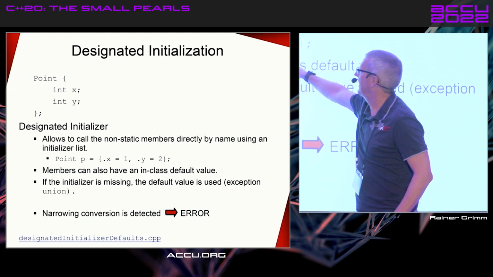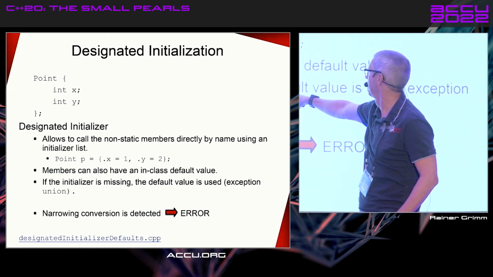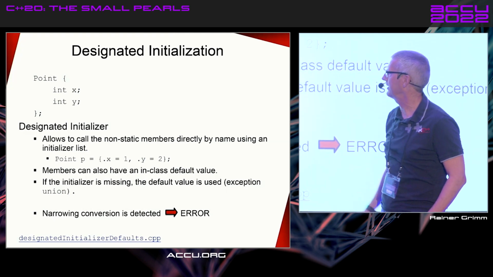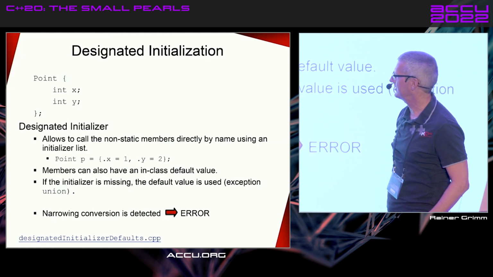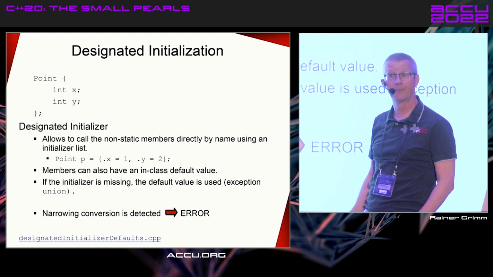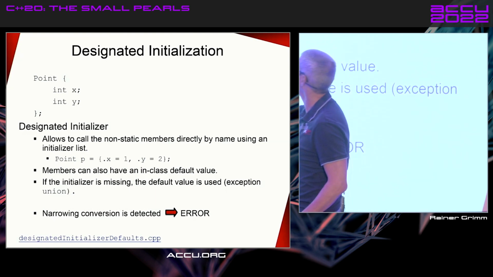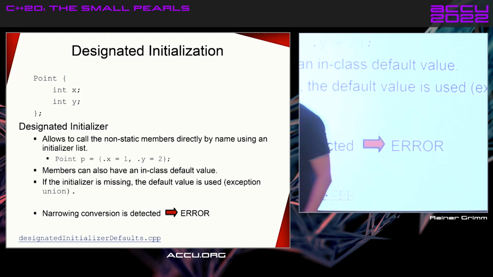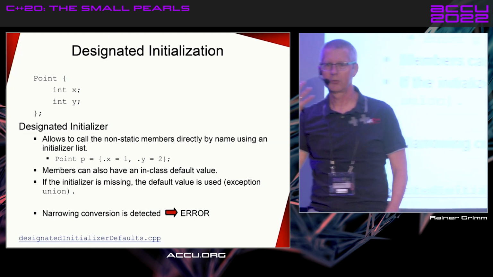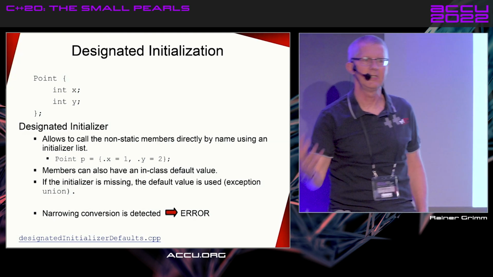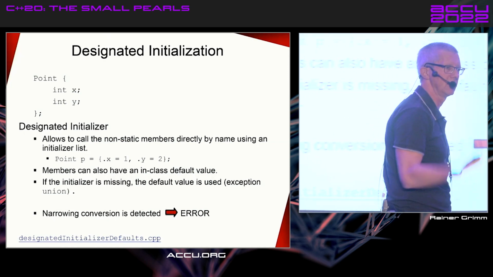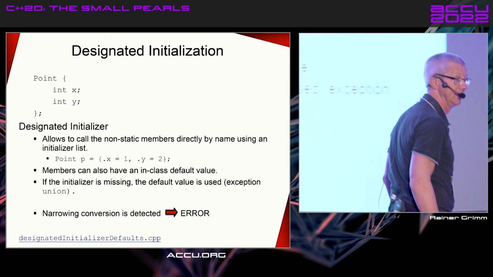And you can also provide default values. And if you don't provide the initializer, this member gets the default value. And what is also detected here is narrowing conversion. Meaning, when you would make nonsense, such as providing a double here, but this is an int, which would mean narrowing conversion, conversion with loss of data accuracy, the compiler would complain and you would get a compiler error. So this detects narrowing conversion.